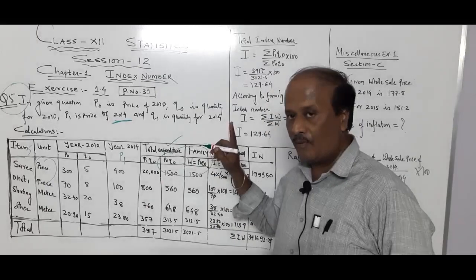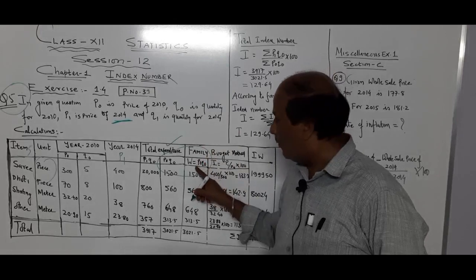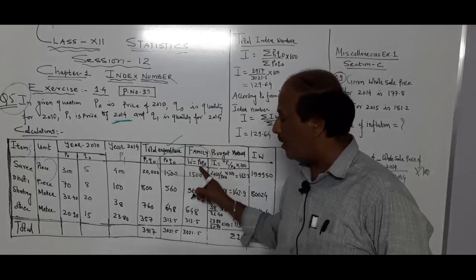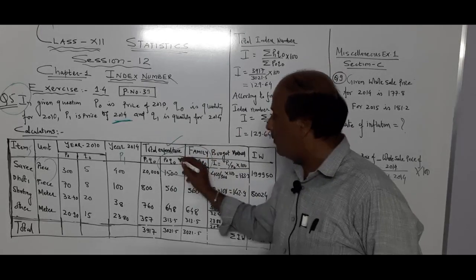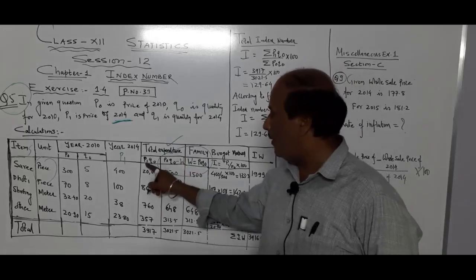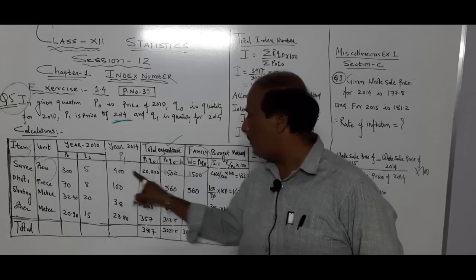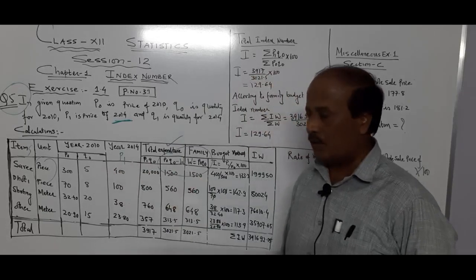That you go through that formula. W is also P0 Q0. If you want, then make a separate column. Otherwise, here you can write this as W. Now, P1 Q0 means P1 into Q0, 400 into 5, then you will get 20,000.